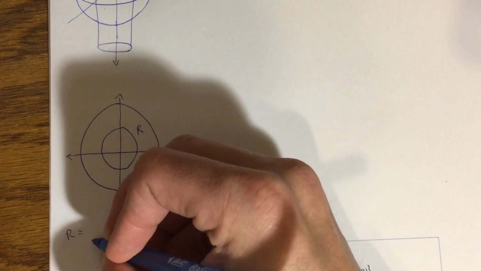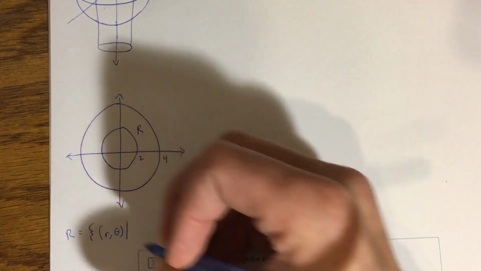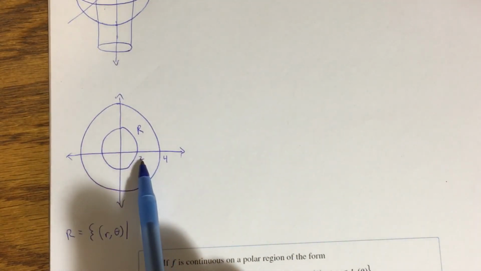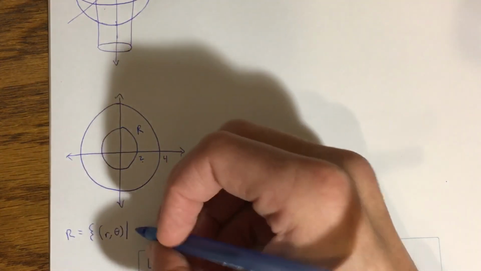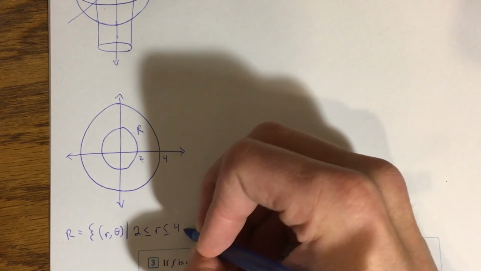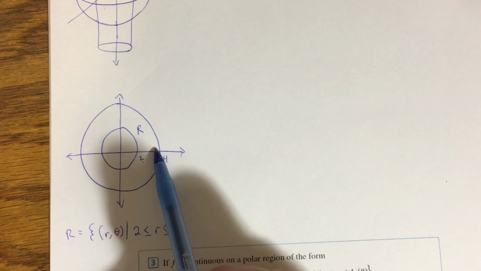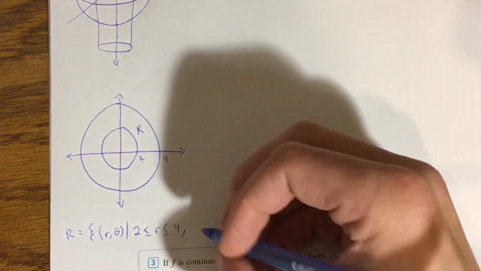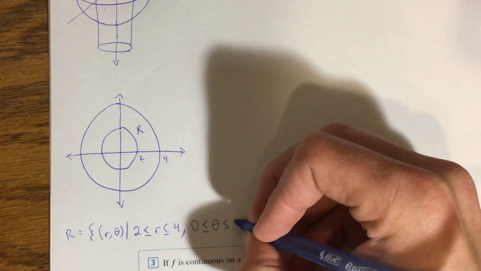In polar coordinates, r, theta, r takes on values between 2 and 4 for all the points within this annulus. So that's going to be the interval that I use for r. Theta can go from 0 to 2 pi. Notice that this annulus goes through all 4 quadrants. So that's what we use for theta.